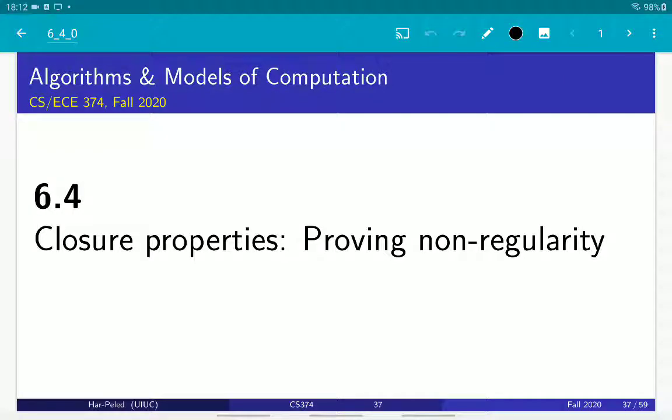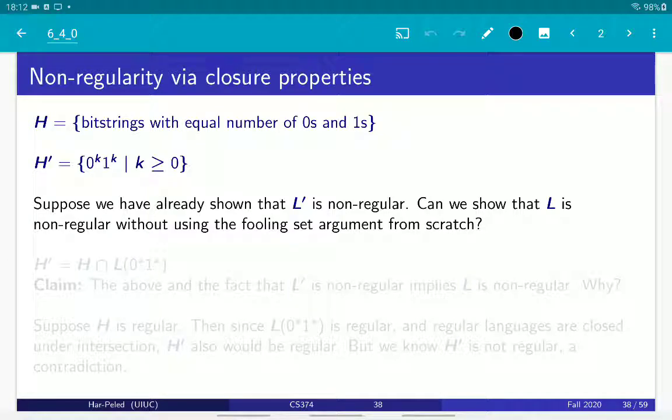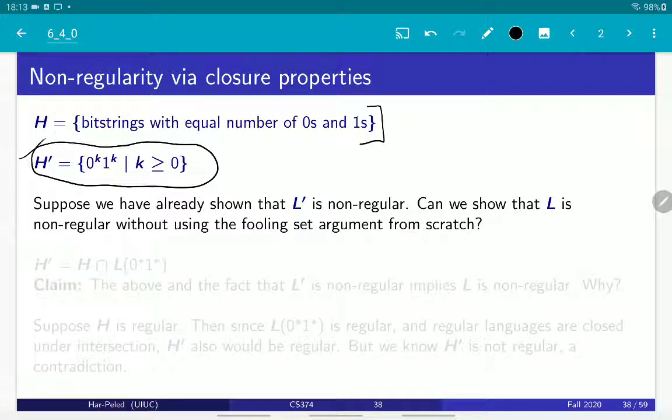Okay, another way to prove non-regularity is by closure properties. As a concrete example, consider two languages. H is all the binary strings with equal number of zeros and ones, which we already, by the way, saw in one of the exercises that it's not regular. And the other one is our old friend H prime, which is all the strings 0^k 1^k, which we have already seen several times, which is not regular.